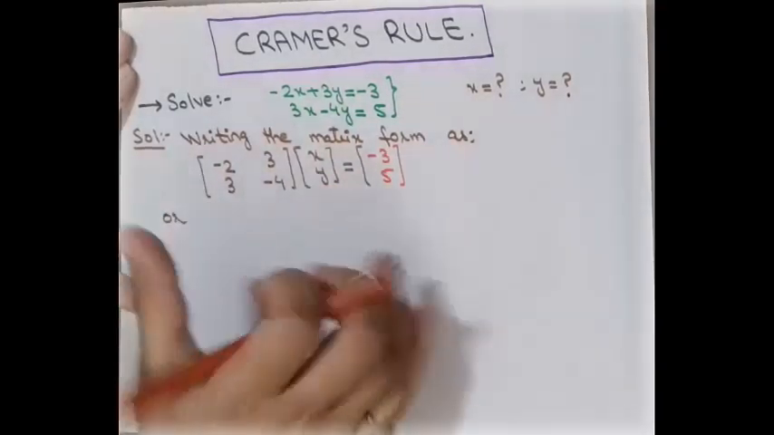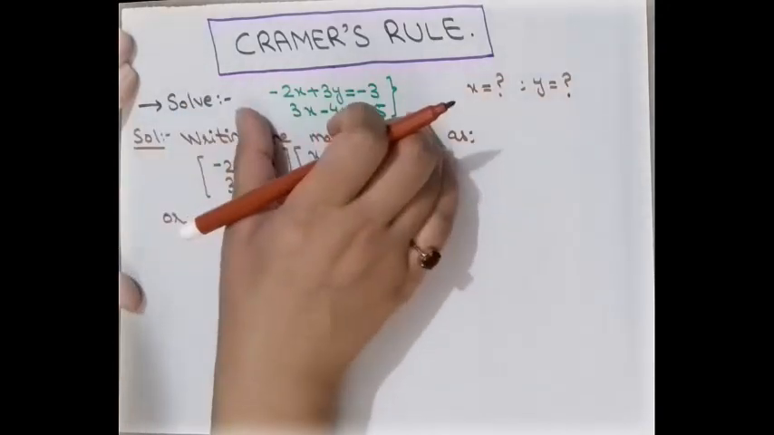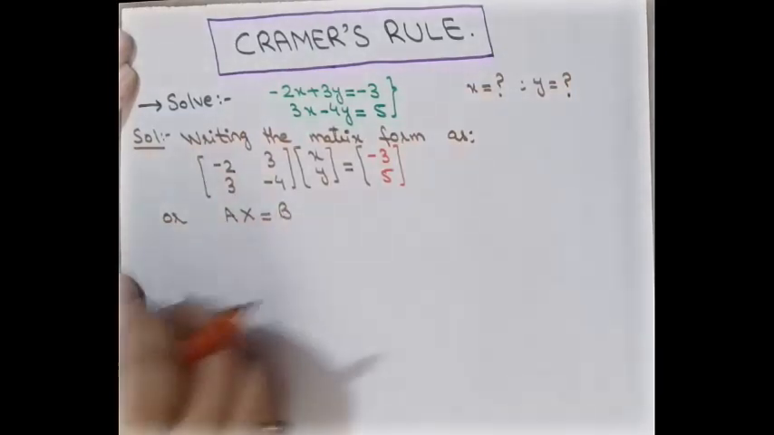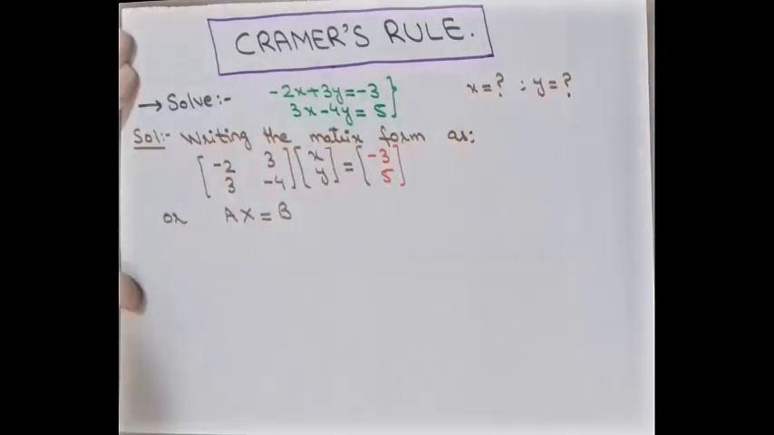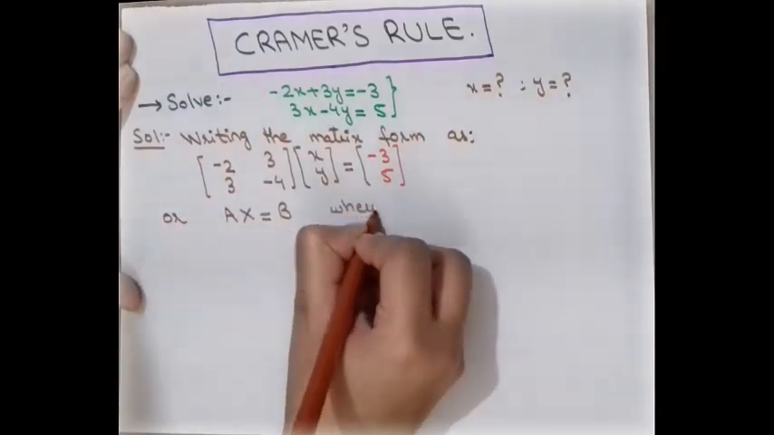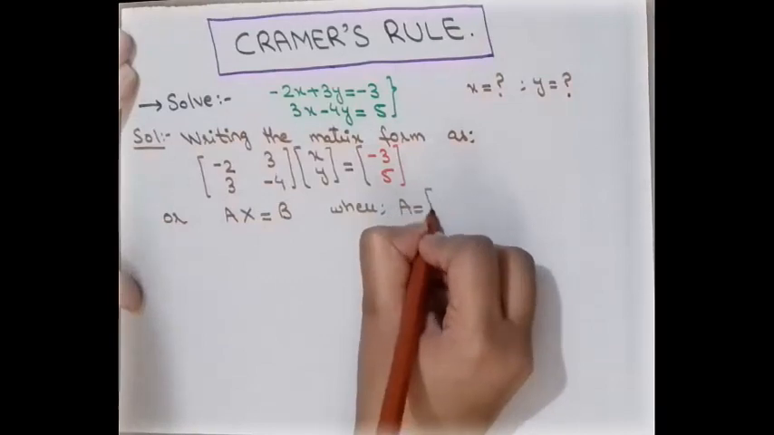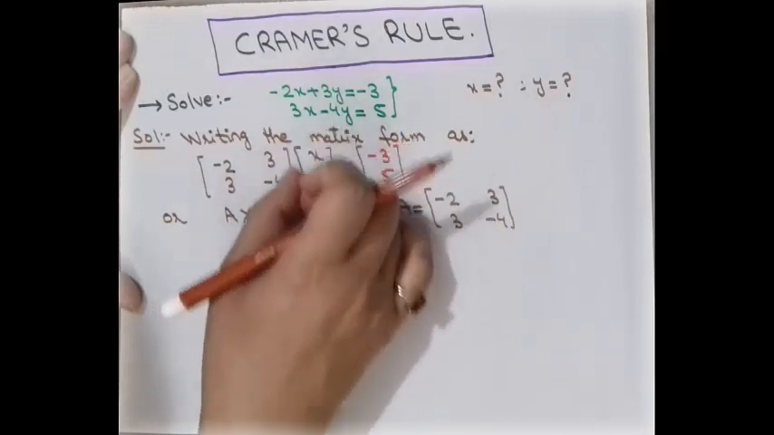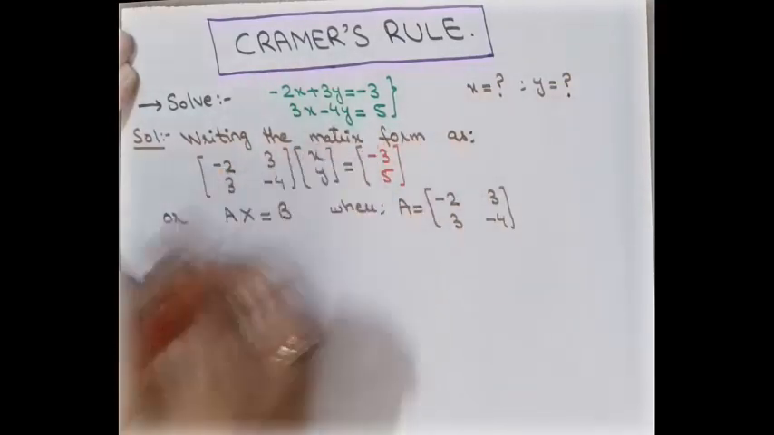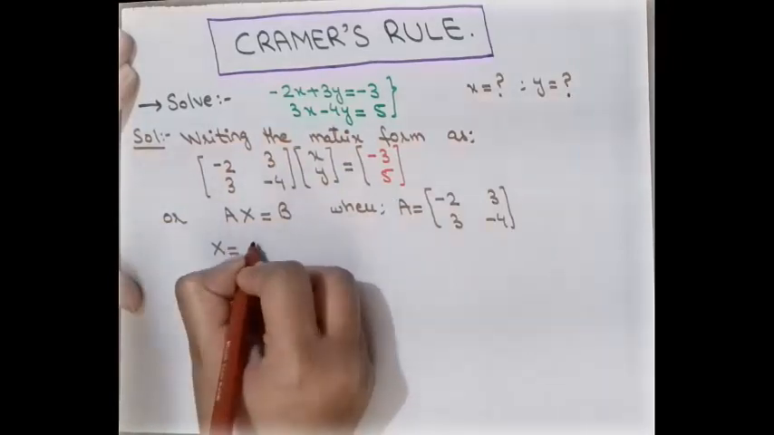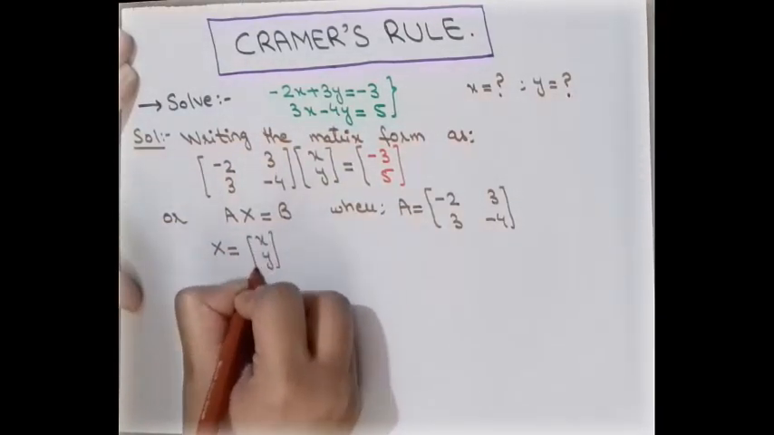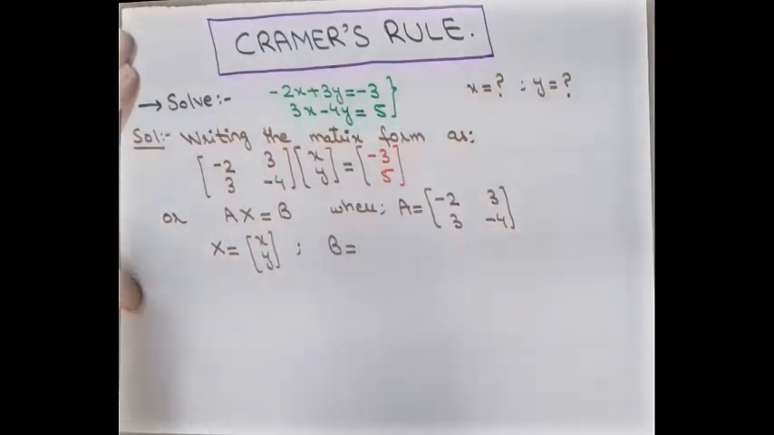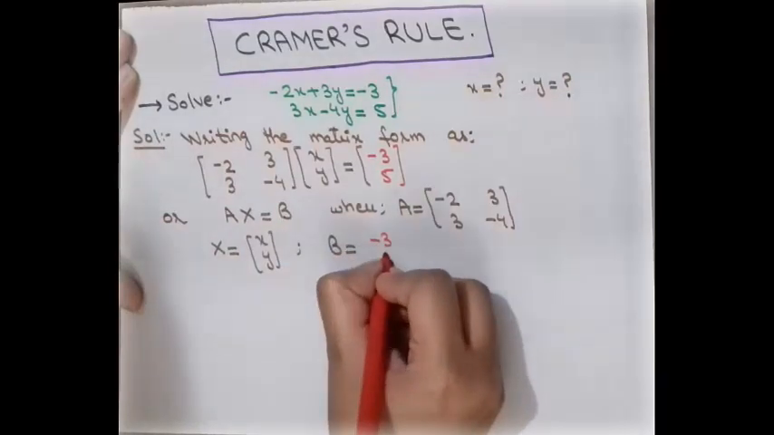Or we can write this matrix form of the linear equations as AX = B. Here we suppose the matrix of coefficients is A, the column matrix containing the two variables x and y is capital X, and the matrix with the constant terms is B, which is -3 and 5.